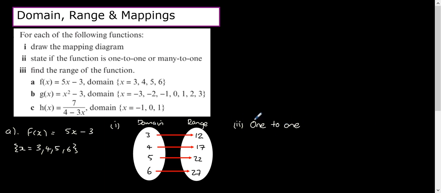So one-to-one means one value of the domain maps to one value of the range. Now if you're wondering what a many-to-one would look like, we'll get to that. But this particular one is one-to-one because one on the left maps to one on the right. So this is a one-to-one function.